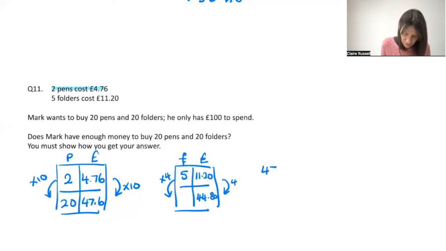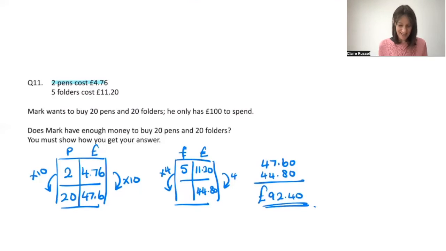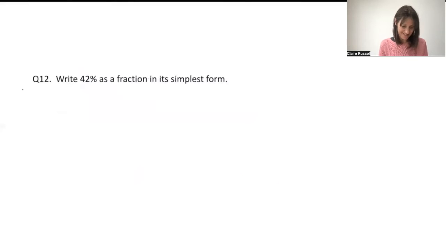And then I want to obviously add the 2 together. So I've got 47.60 and 44.80. And when I add those together, I get £92.40 as my final answer. And again, you don't have to use the box and the label. It's just me demonstrating how it can help if you're stuck. All right. Okay, next question. Press play when you're ready.